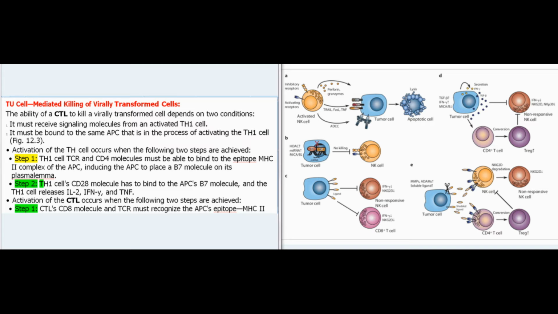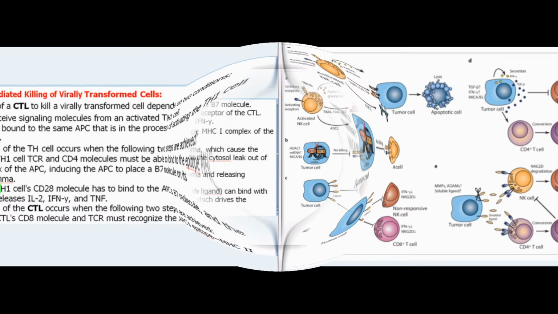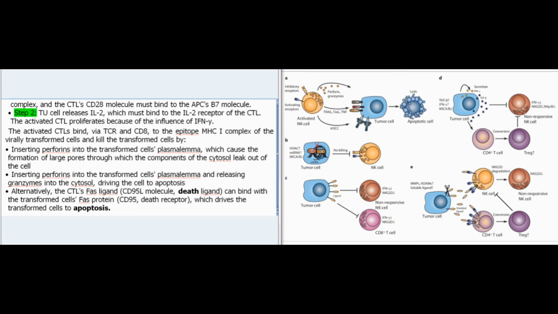Activation of the CTL occurs when the following 2 steps are achieved. Step 1. CTL CD8 molecule and TCR must recognize the APC's epitope-MHC2 complex, and the CTL CD28 molecule must bind to the APC's B7 molecule. Step 2. Th1 cell releases IL-2, which must bind to the IL-2 receptor of the CTL. The activated CTL proliferates because of the influence of IFN-γ.